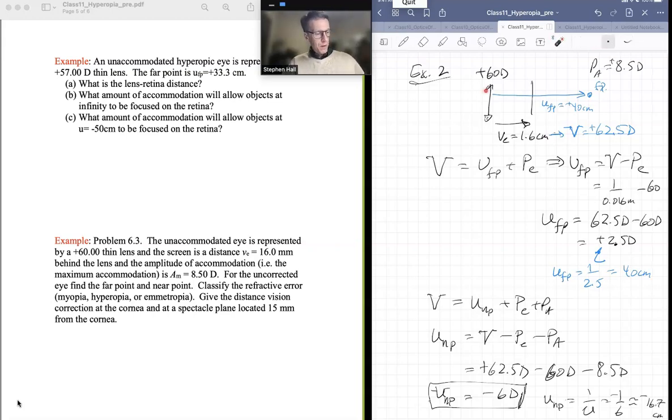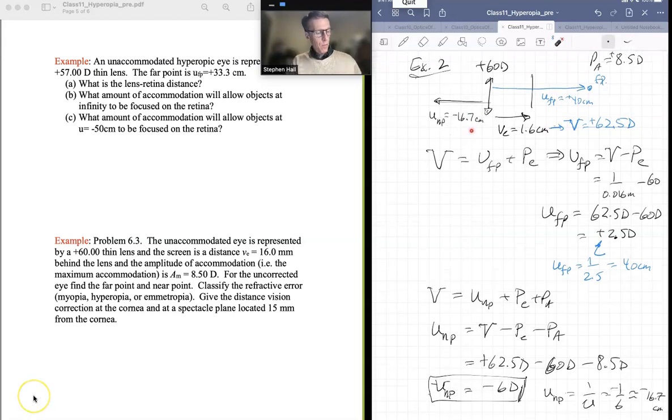And that means that the near point distance is 1 over the divergence, 1/6, minus 16.7 centimeters. So in our figure up here, that minus sign is telling us it's a real object location, so it's somewhere upstream from the lens. So the near point distance is minus 16.7 centimeters.